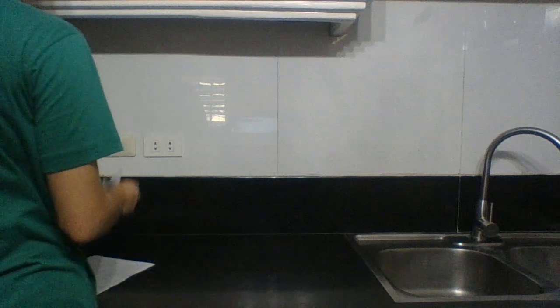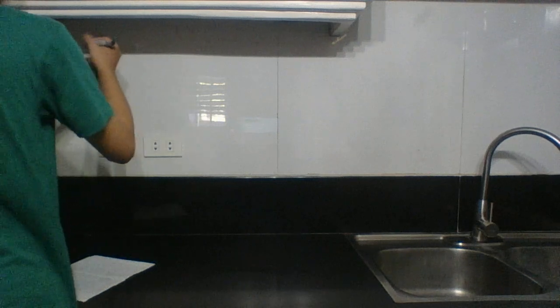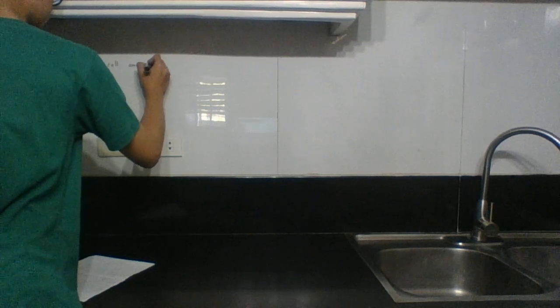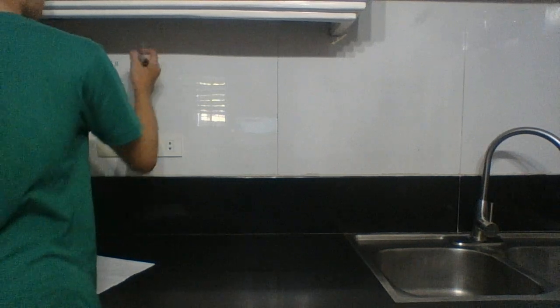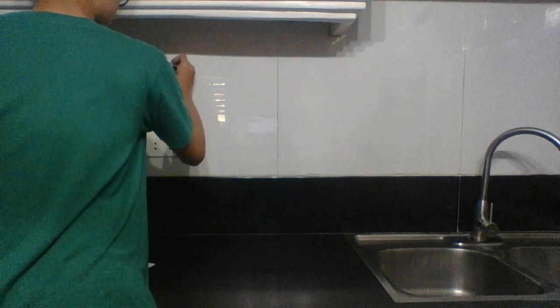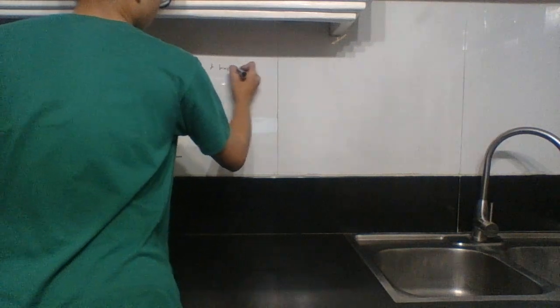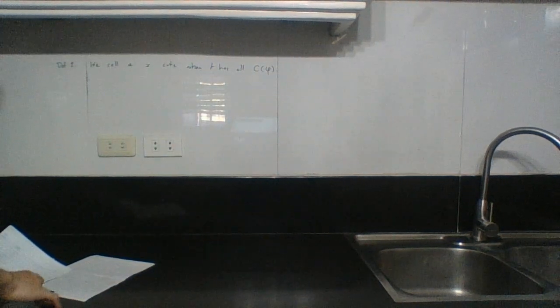So I'm just going to write def 1. We call something cute when it has every possible cute property. So we call X a something when it has all cute properties. Okay, so that's our definition.